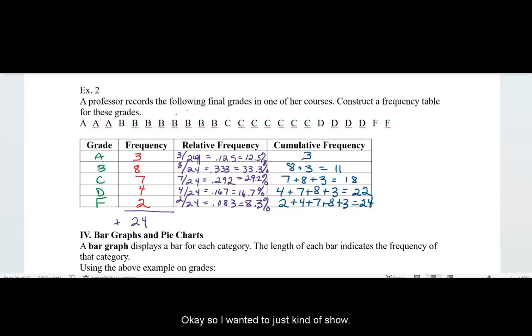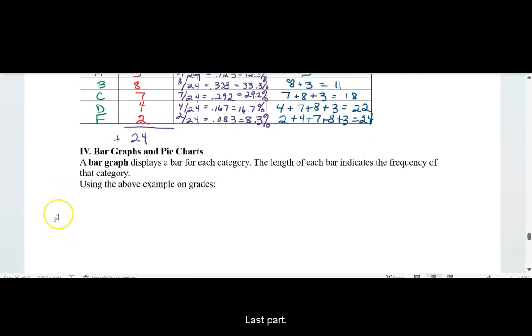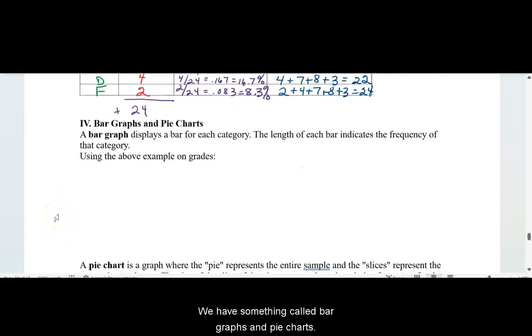Okay, so I wanted to just kind of show through that one how we do relative and cumulative. Last part, we have something called bar graphs and pie charts. These are all different ways that we can organize our data, but also display our data. And we have more to come in other videos on other parts of descriptive statistics.